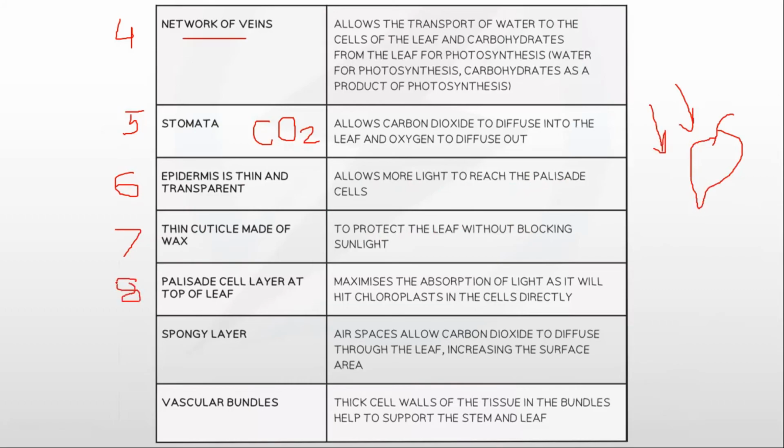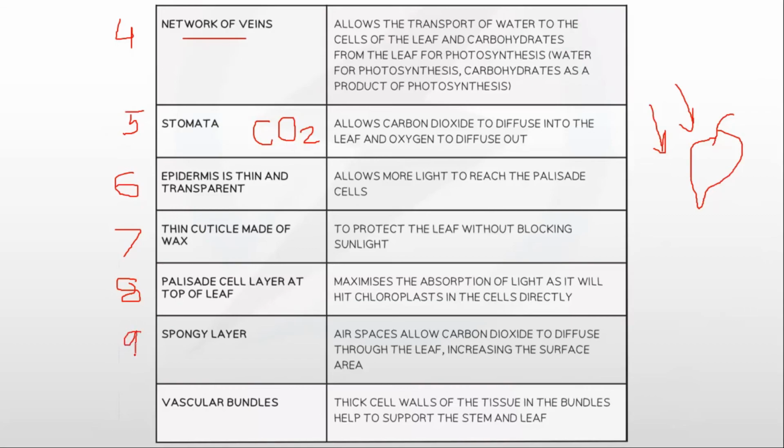Palisade cells layer at the top of the leaf. Why are palisade mesophyll cells at the top of the leaf? Why not at the bottom of the leaf? Because the upper side of the leaf is the one facing the sunlight, which maximizes the absorption of light as it will hit chloroplasts in the cells directly.